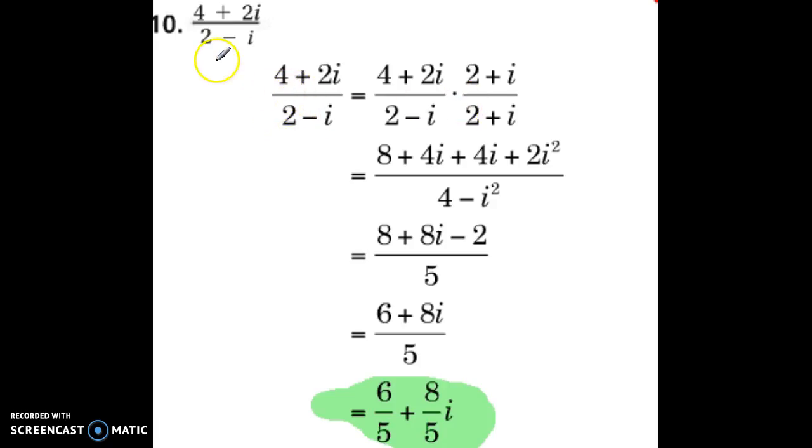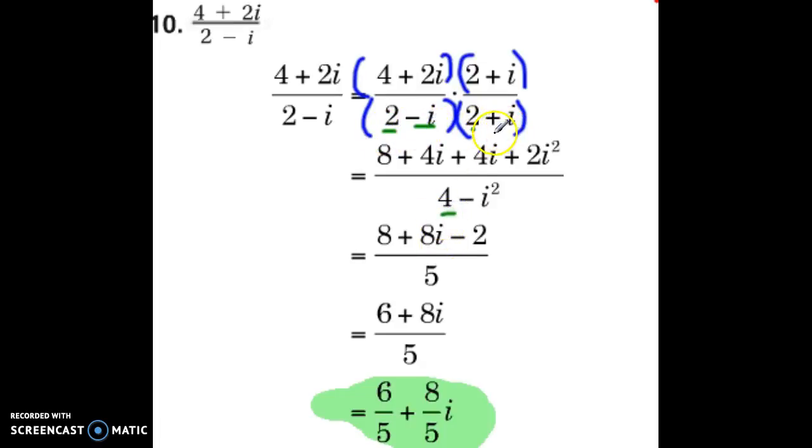In problem number 10, I can't have a radical in the denominator. So I am going to multiply it by the conjugate because conjugates don't have middle terms. So I am going to go 2 times 2 is 4.